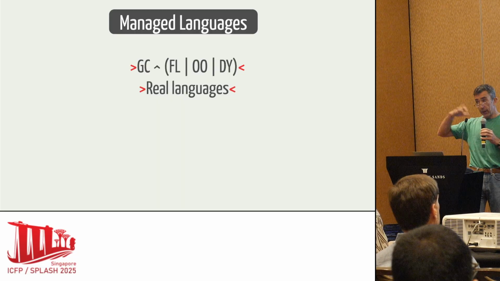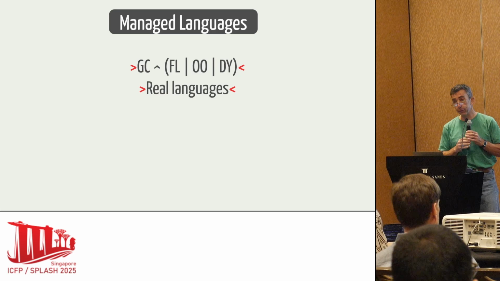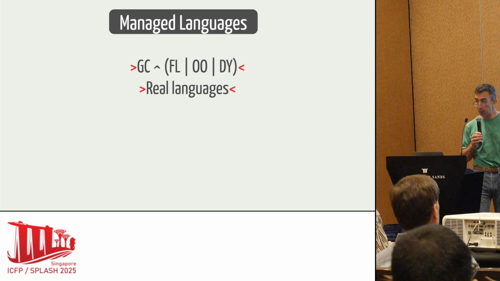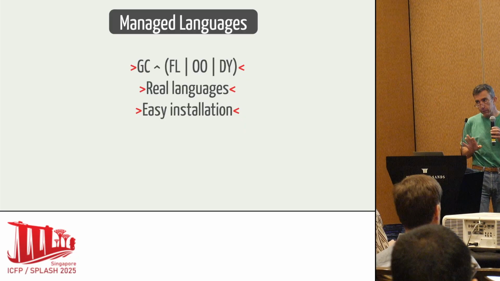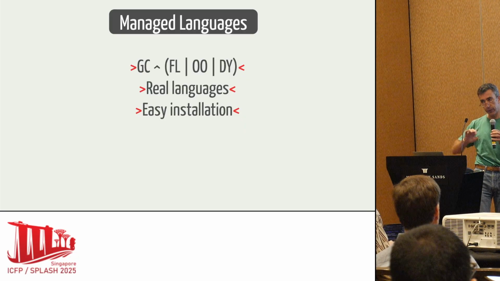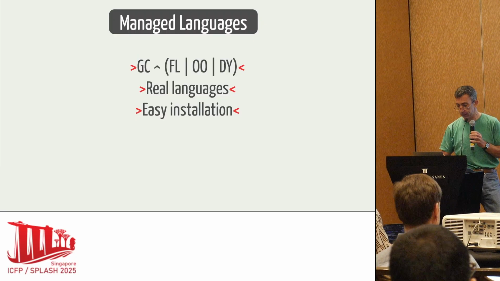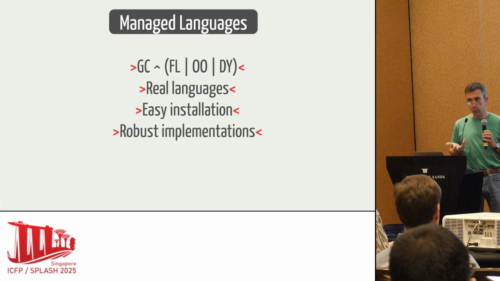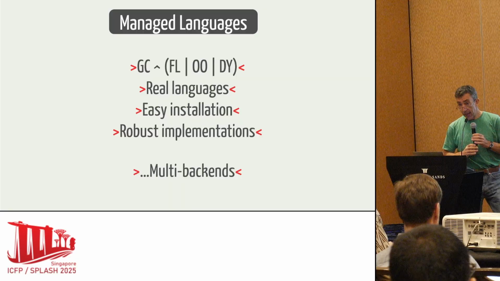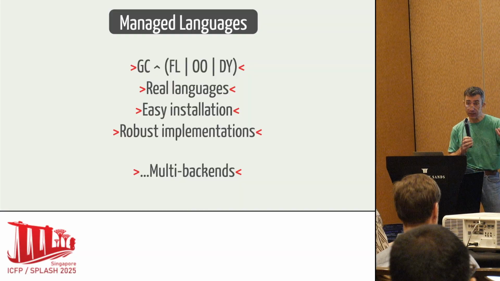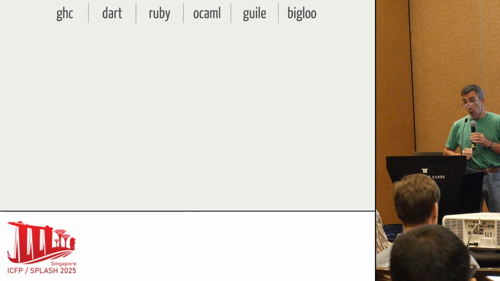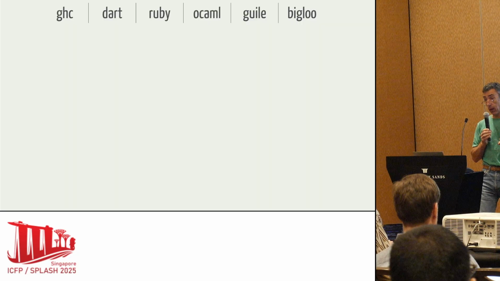So we try to collect all the languages we could, but we restrict ourselves to real languages that are not experimental, languages that are meant to implement real applications, if you like. We also restrict ourselves to languages that are decently easy to install. We didn't want to go to all the hassle of installing all these crazy things. Robust implementation: we want to be able to run actual benchmarks. And something important for us, we wanted multi-backend systems because we wanted to compare the performance of compiling to WebAssembly versus compiling to pre-existing backends, so native code or something like that.